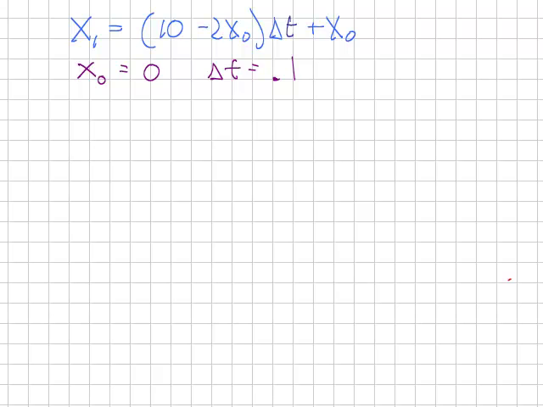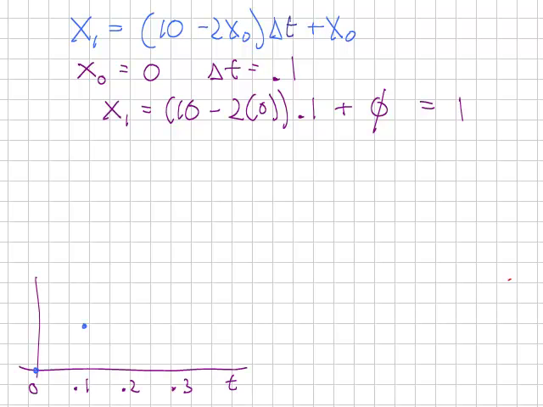So let's propagate. I now can calculate the value for x1. That is 10 minus 2 x0, which is 0, times delta t, which is 0.1, plus x0, which is 0. The answer is 1. So to keep track, I've drawn a little graph down here. X of 0 is 0. Now x of 1 delta t is 1. Substitute. We can now propagate this further by just renumbering the propagation equation.